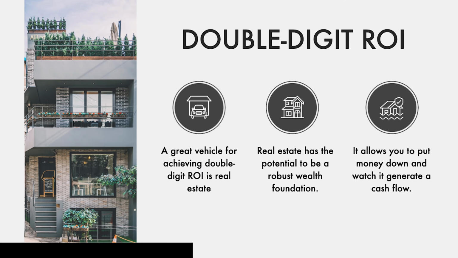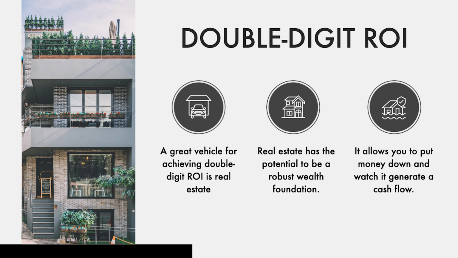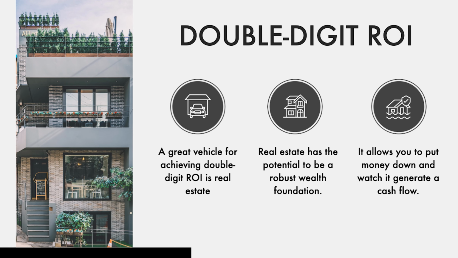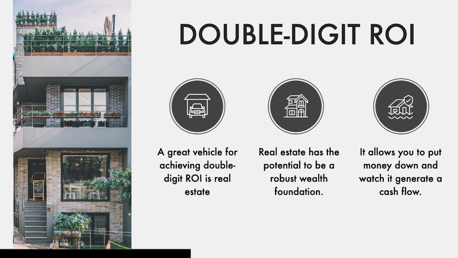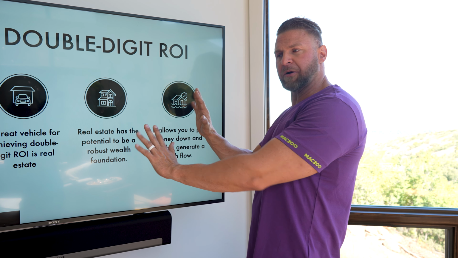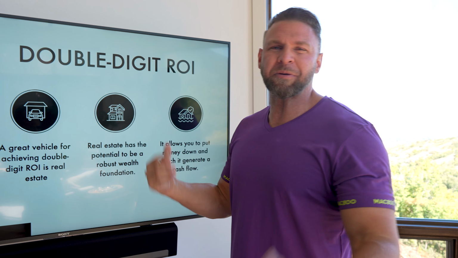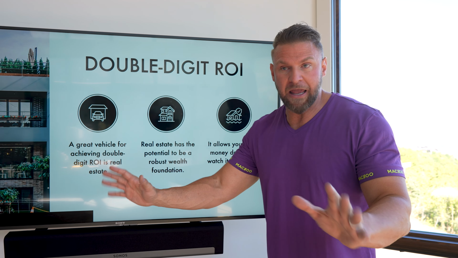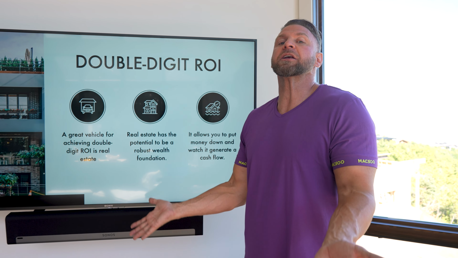A great vehicle for achieving double digit ROI is real estate. This is why 90% of millionaires make their money there. Real estate has the potential to be a robust wealth foundation, and it allows you to put money down and watch it generate cash flow. And here's the cool part. This is passive, like a 401k and IRA. Maybe a little more work, but even when people partner with me around the globe, they stroke a check, I buy real estate, I do all of the work. And literally they watch the value of their money increase. They watch it go up in value.